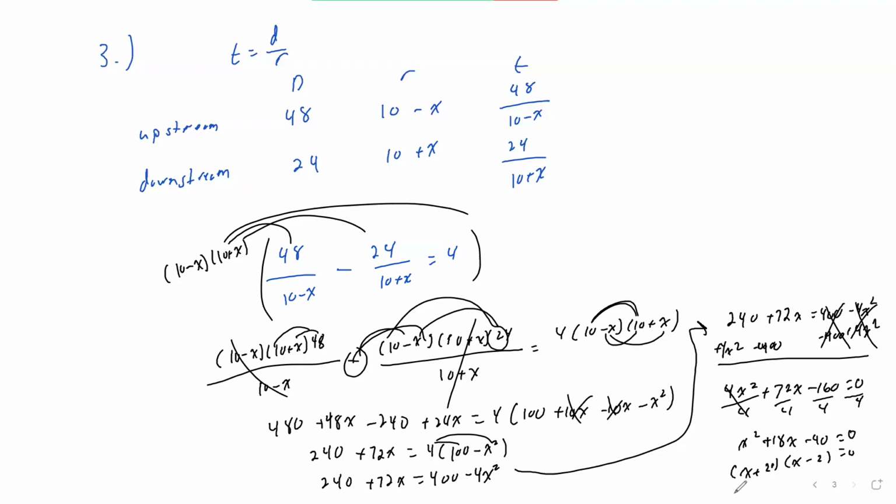So when I set these equal to 0, I get x equals negative 20, and this would be x equals 2. It can't be negative 20, so it has to be 2. So that would mean that my current of the stream is 2 miles per hour.